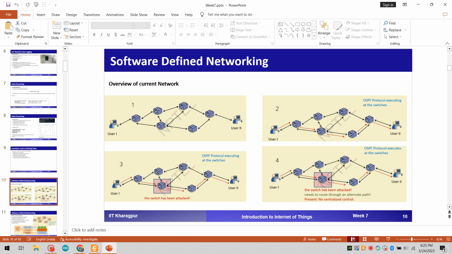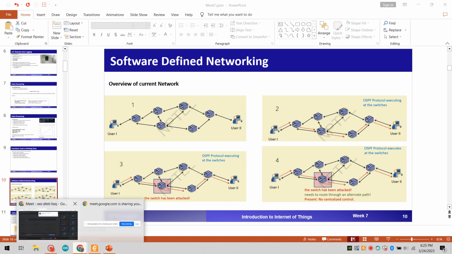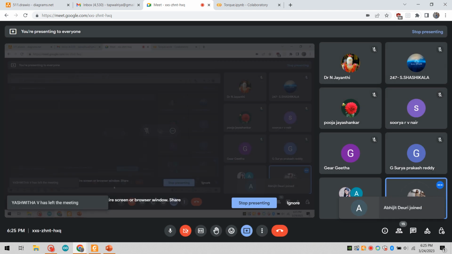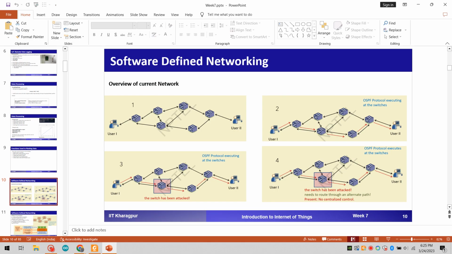Now consider a case when this switch has been attacked. Now if this switch has been attacked, it means this path is broken now, this path is corrupted. Now if user 1 wants to send data to user 2, it has to follow some different path, right? So in order to do that, we have to make changes in the current network. There are different switches present in the network, so you have to make changes in all those switches, right? So that this path will not be followed and some other path will be followed.